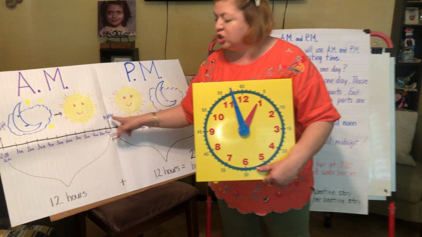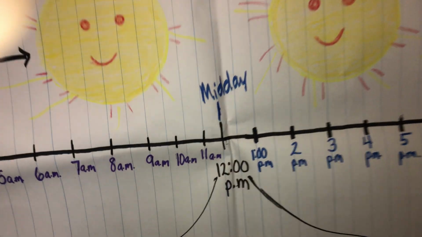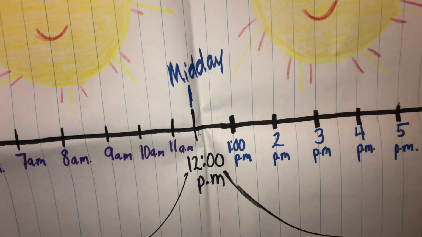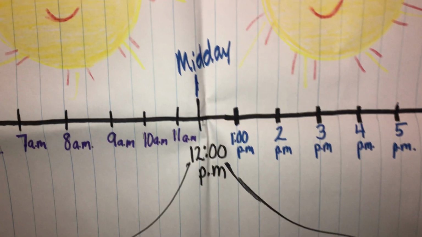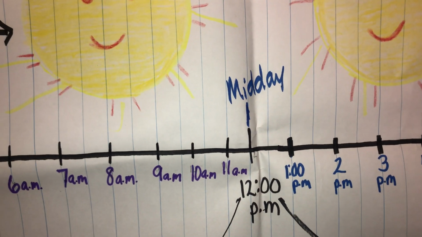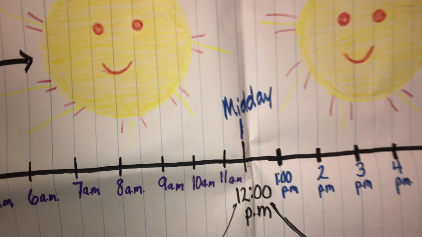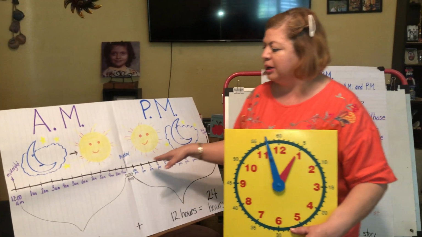And midday is 12 noon, and it is already PM. That's when many of us start thinking about lunch, having lunch at noon. That would be what we call a standard lunchtime. That's when people start having their lunch. And if we think about our AM, let's talk a little bit more about AM.